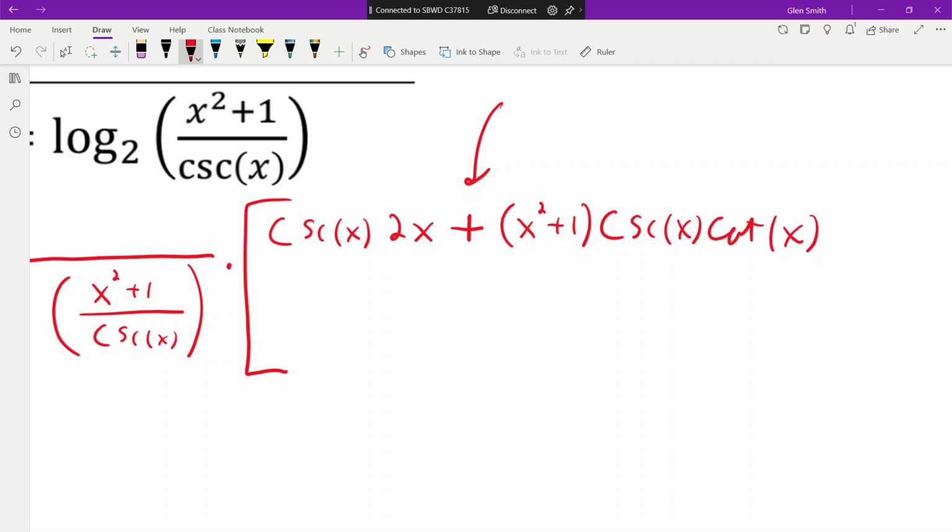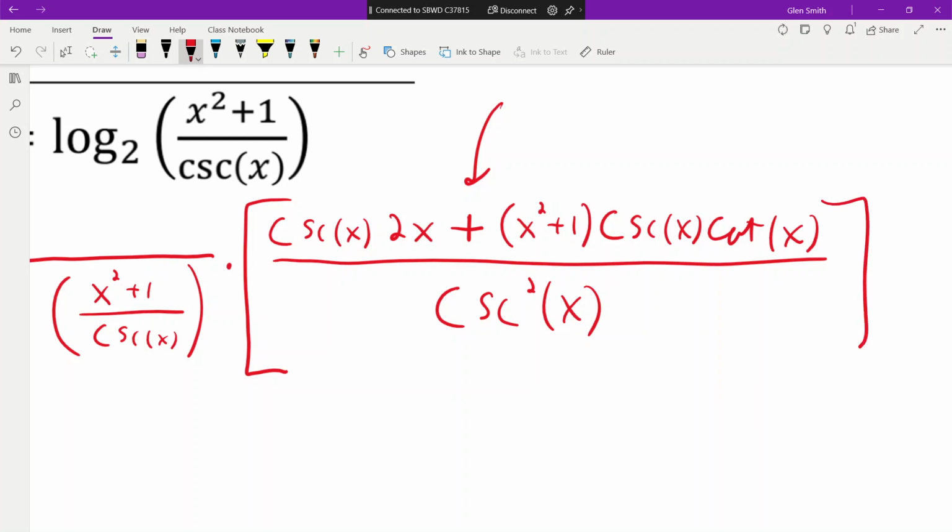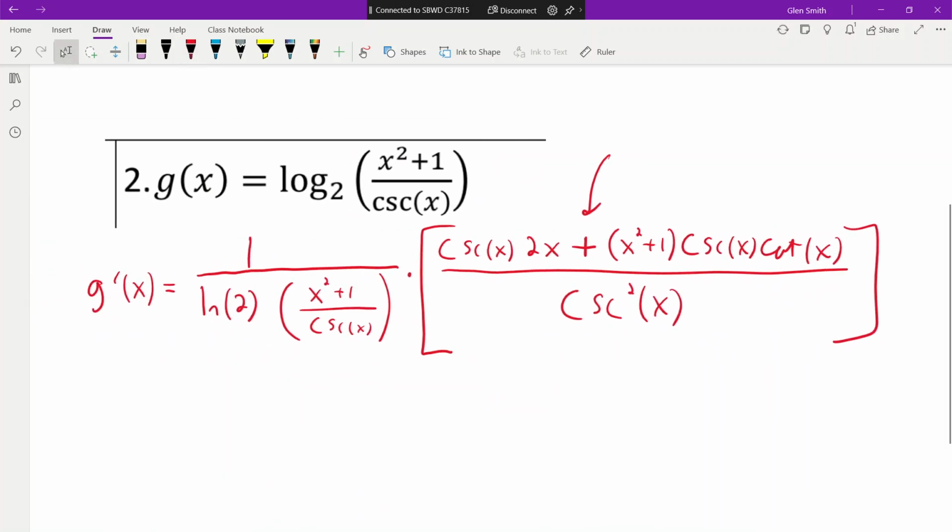You can just write it like that. There's nothing wrong with putting the negative cosecant cotangent there and putting in parentheses at the end. That's the same thing, but it does make it a big plus. And that's all over the denominator squared. Look at that nasty thing. There you go.